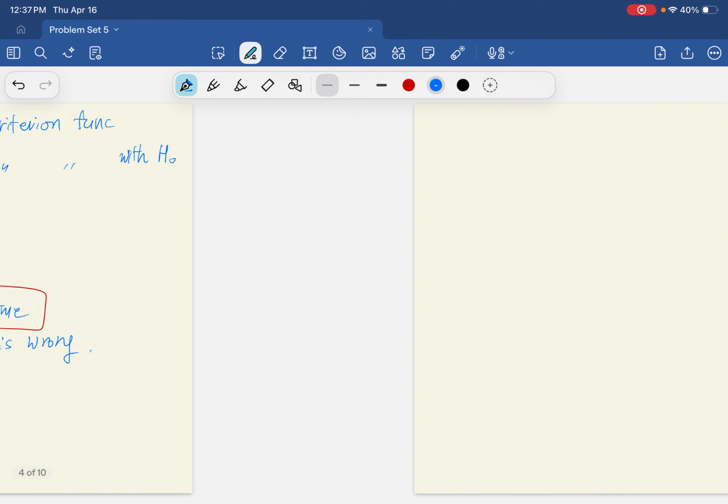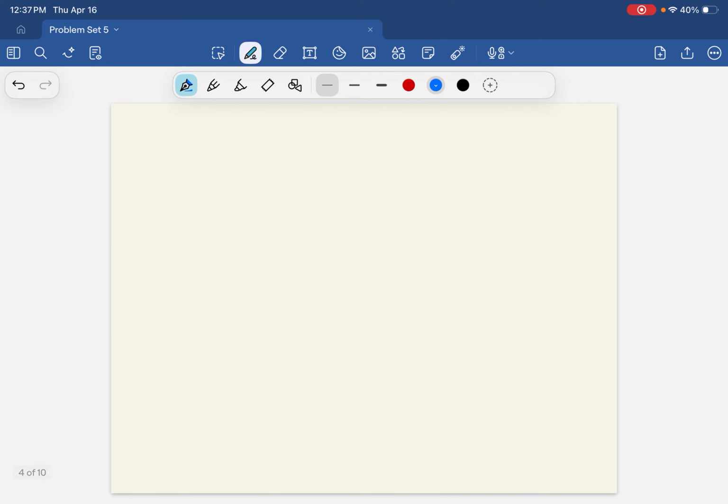Okay, so let's see. The unrestricted model RSS was the sum of yi minus xi transpose beta hat un, squared. Okay, I am going to rewrite y as xi transpose beta 0 plus ui, minus xi transpose beta hat un, squared.